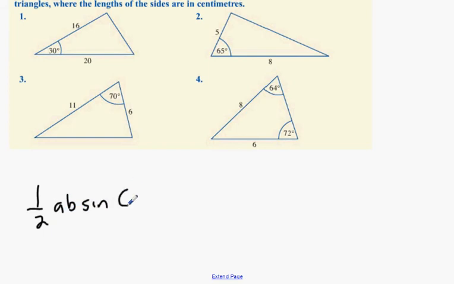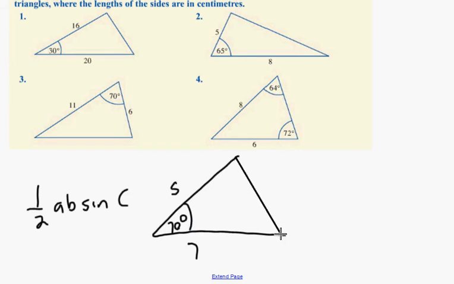On any triangle you'll have two lines that help form the triangle. All you need to know is the length of two sides. So let's say, for example, 5 and 7. And if you know the angle in between them, you're more than capable of finding the area of the triangle. Is that okay? So if you know two sides and the angle in between them, you can then find the area of a triangle using a half AB sine C.